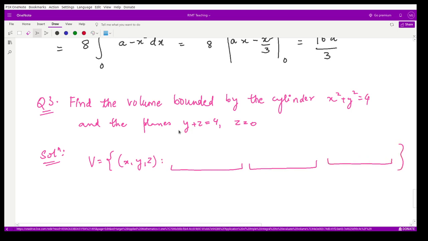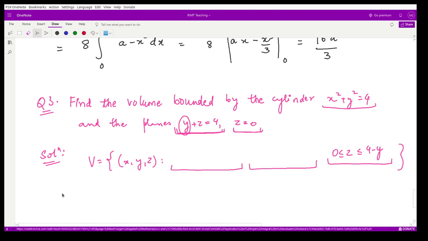Now you have to see from here the values of x, y, z. From here, if you look at these two things, you can have a clear look that the limit z could be found in terms of y. So you could write the limits of z, they vary from 0 to, you can calculate the value of z, that comes out to be 4 minus y. So this is the limit of z.